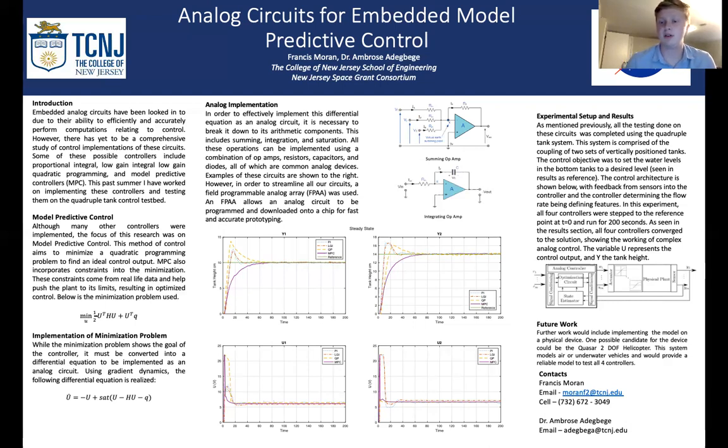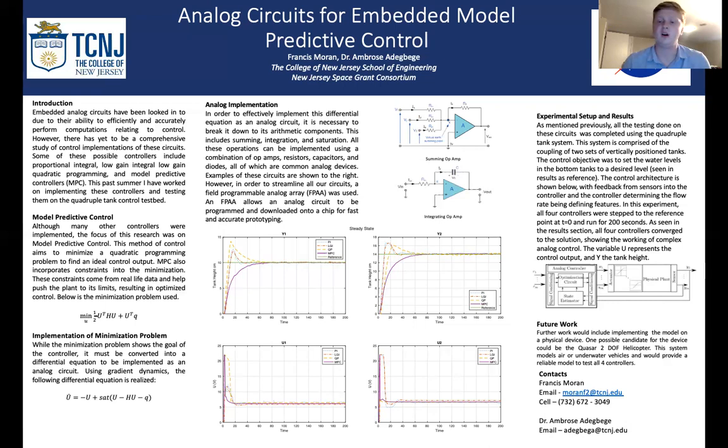For my experimental setup and results, as mentioned previously, all the testing done on these circuits was completed using the quadruple tank system. This system is comprised of the coupling of two sets of vertically positioned tanks. The control objective was to set the water levels in the bottom tanks to a desired level, seen as the reference. The control architecture is shown below, with feedback from sensors into the controller and the controller determining the flow rate being defining features.